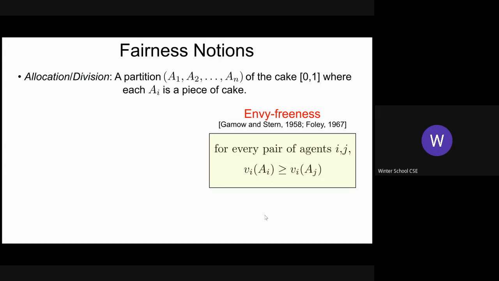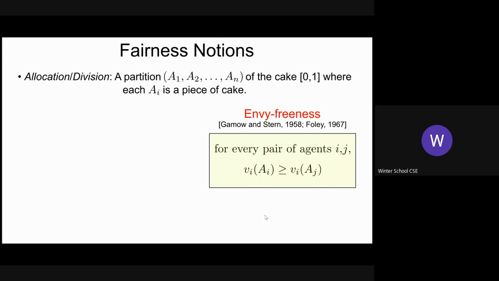So for any pair of agents i and j, say me and you, say I am agent i. Then my value for what I got, v_i of A_i, should be at least my value for what you got. So I should be at least as happy with what I got, and I should not envy you. I should not have a higher value for what you got. In other words, I don't want to switch with you. And if this condition holds for every pair of agents, then we say that the allocation A is envy-free. So no agent wants to switch with any other agent. Everyone is happy with what they got.